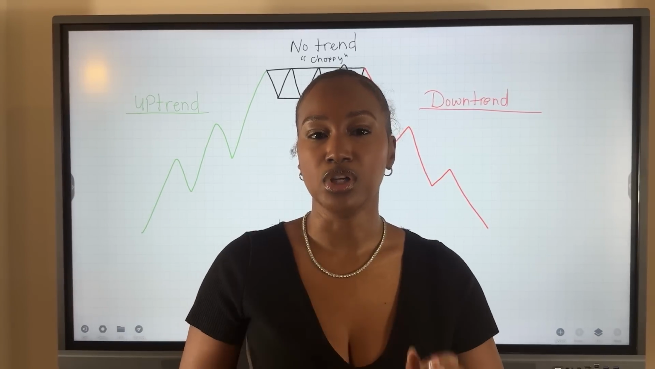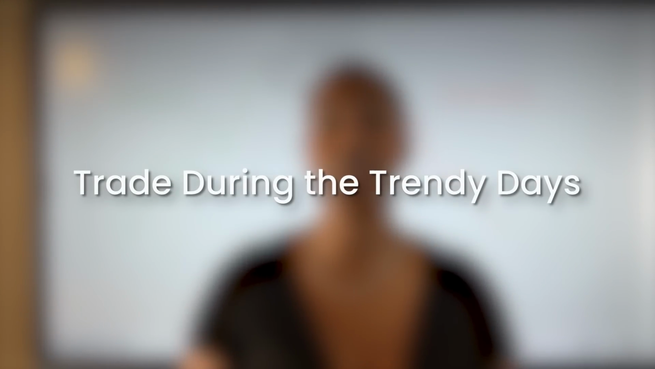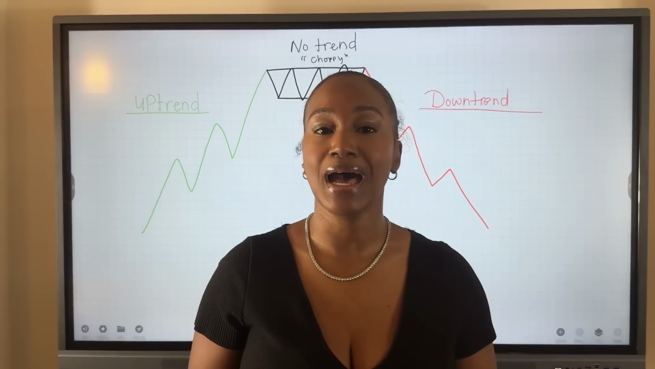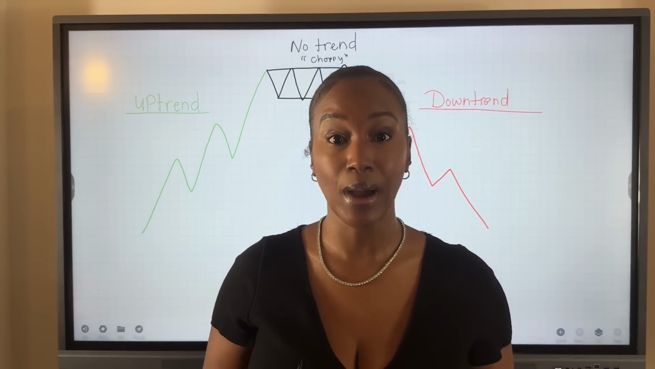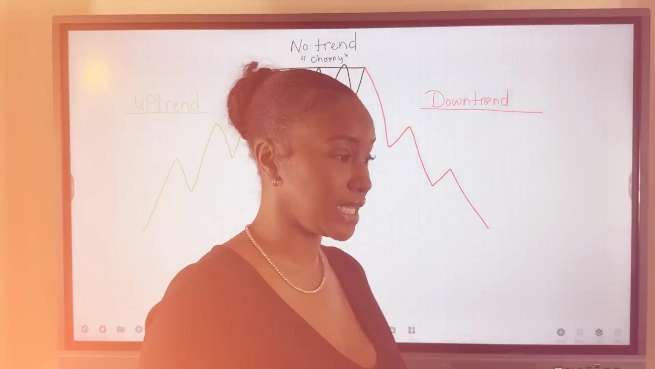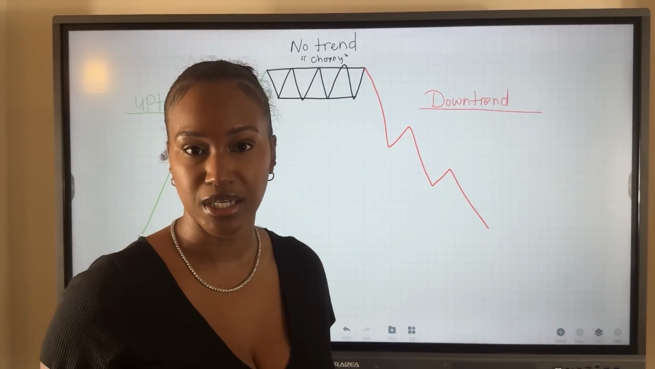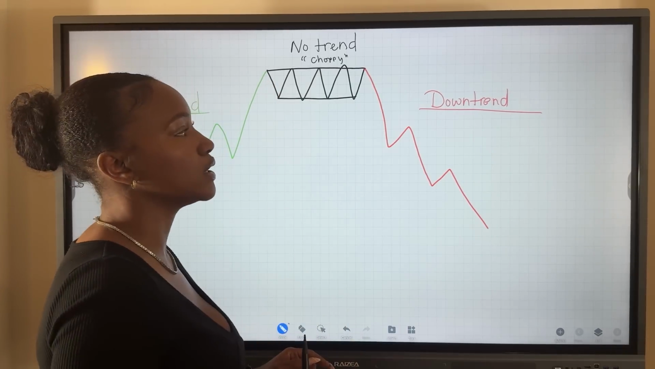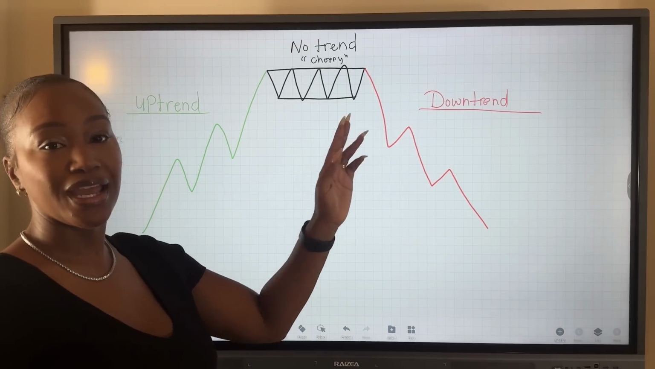All right, y'all. So number one of the checklist is we only trade during trendy days. Okay. So now let me clearly define what a trend is. All right. And I brought out the whiteboard for you because you know I'm serious. All right. So here we have these lines represent candlesticks. And what we're looking for, what is an ideal trend, is either an uptrend or a downtrend.